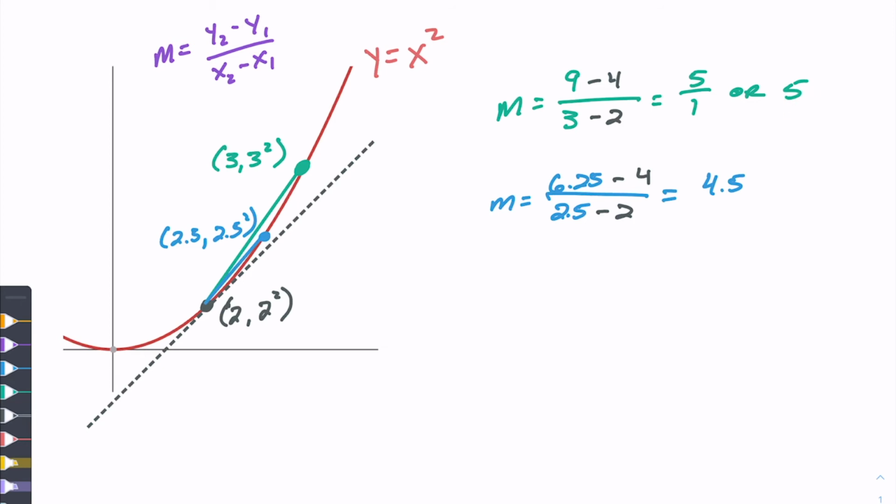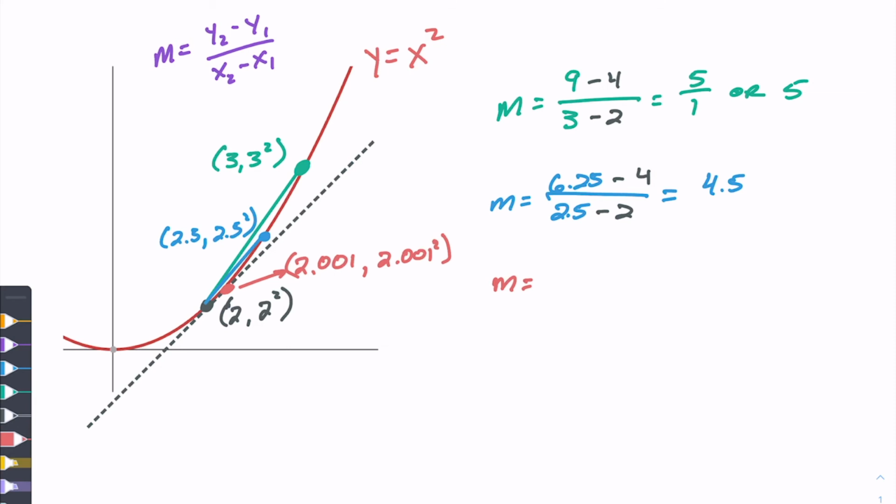So already we can see there's going to be a jump as we keep on getting closer, or as the points move closer. So maybe we do some other point. We'll put a red point in here, and we'll make it really close: 2.001 and 2.001 squared. Now we're going to find the slope of this line right here. We're getting closer to the actual slope of the black dotted line.